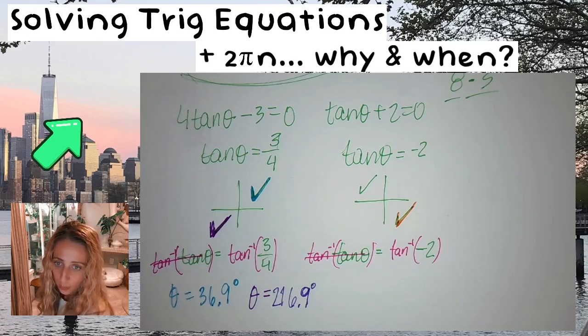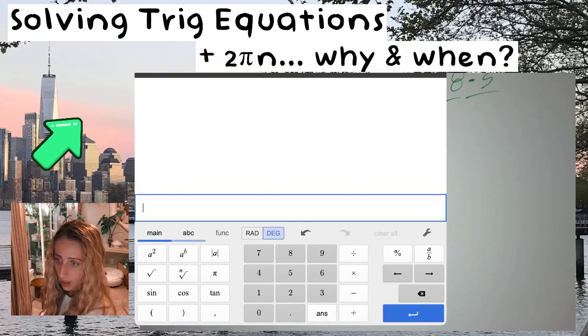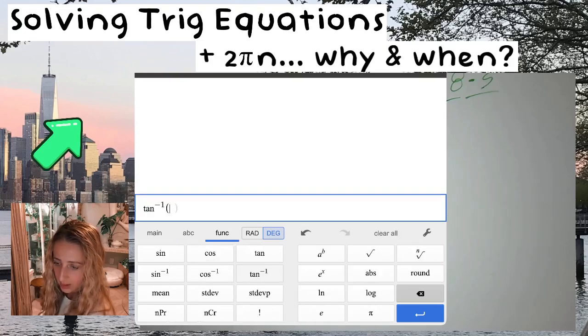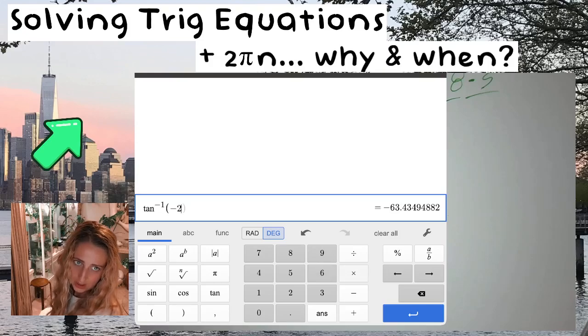So if I go back over to my calculator, I'm going to clear out what's here. I'm going to go back to func, hit tan inverse, and do the tan inverse of -2. So I'm going to go back to main and type -2. I think the negative and the minus sign are the same on this calculator, they're not always. Yeah, it looks like it is. And it's already giving me the answer: -63.4 degrees.